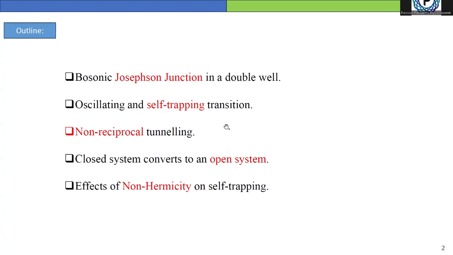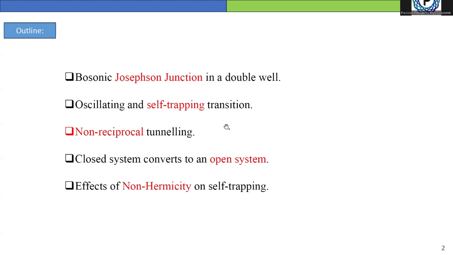So, here is the brief outline of my work. Here I will describe first how a bosonic double well can be compared with a Josephson junction. And next, we will see how the oscillating and self-trapping transition occurs in the bosonic double well in terms of the number difference between the two wells.